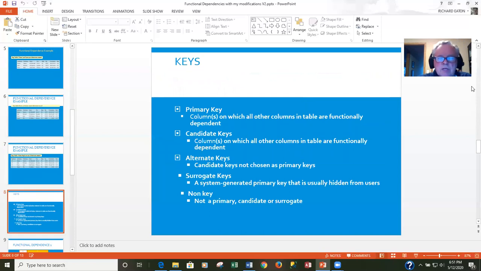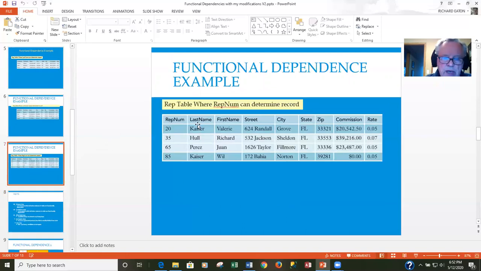The definition of a primary key, and we've seen that before, is columns on which all other columns in a table are functionally dependent. So in this case, we could say that all of these columns from last name through rate are functionally dependent on this column. So this column can be a primary key.